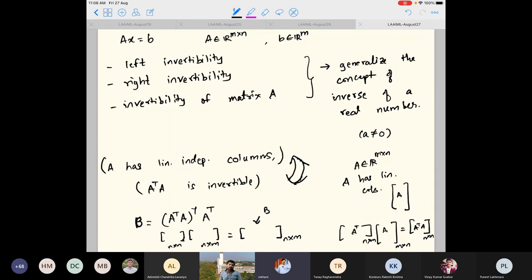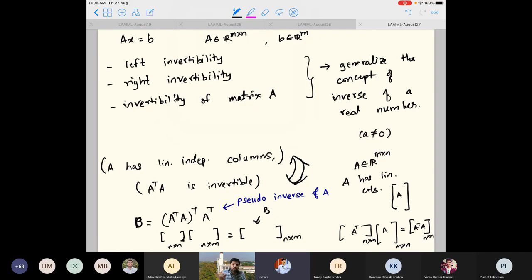So A transpose A inverse A transpose is this particular matrix, and the claim is that this particular matrix B, which is A transpose A inverse A transpose, is actually a left inverse of A, and it's not very difficult to check. So what is BA? That's all you have to calculate, right? So BA is identity. You can very easily see BA is equal to identity. So B is a left inverse, and this particular left inverse is a very special left inverse. It is called the pseudo inverse of A. Okay, so this is called the pseudo inverse of matrix A.